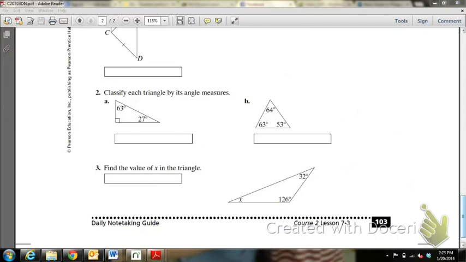So figure out what you have and how much more you need to equal up to a whole triangle. And that's that. That was a nice short section. So try those and we'll check your work in class.